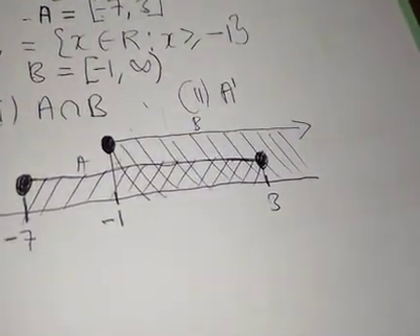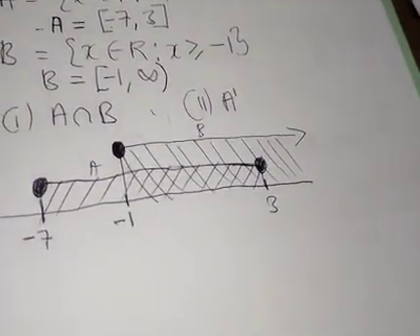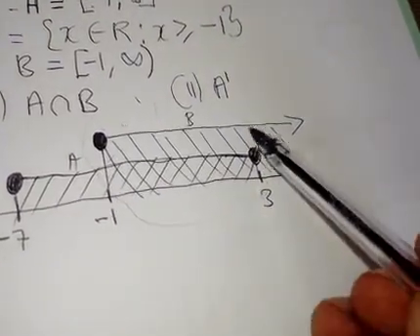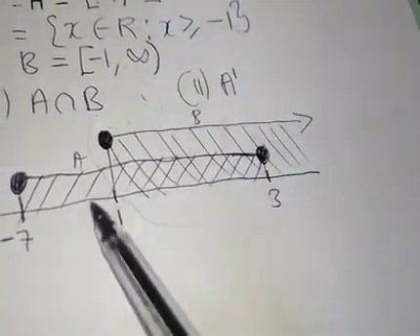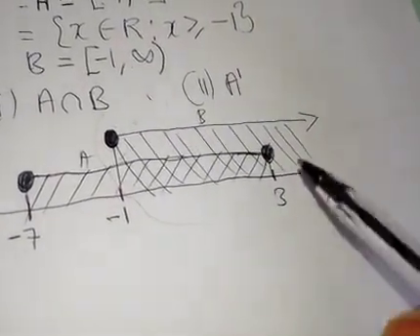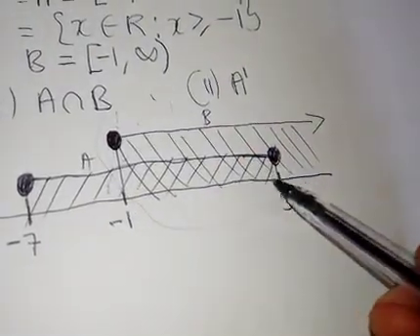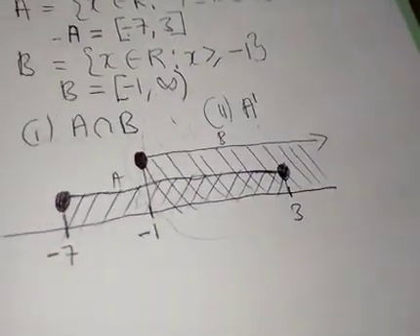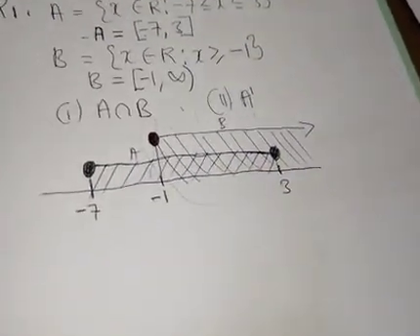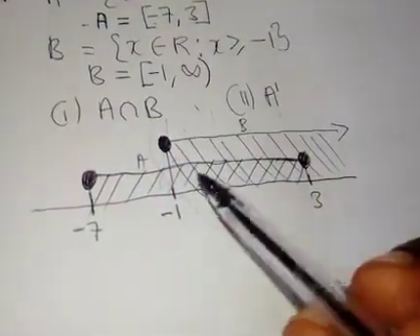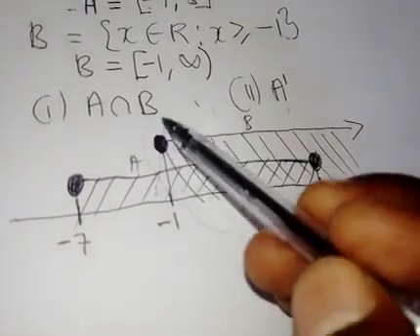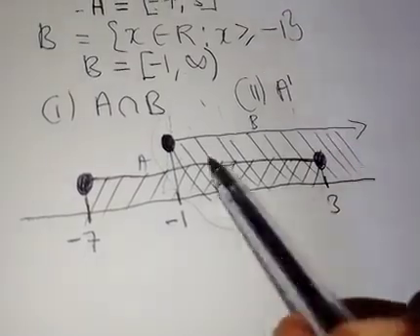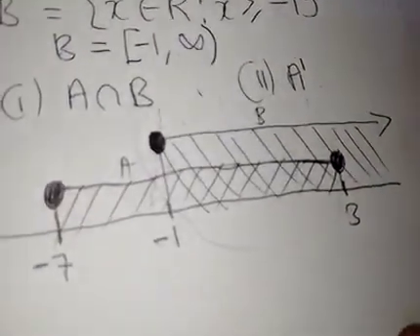The intersection is where the lines are crossing. As you can see, in this region the lines are crossing, so that is where the intersection of A and B is. For A intersect B, we can say it's from negative 1 to 3. This region is shaded. That is for A intersect B.